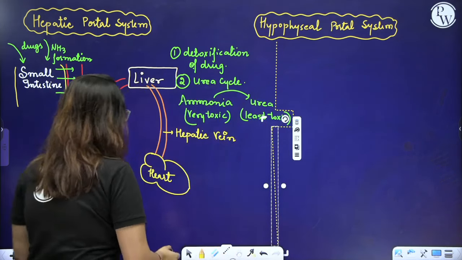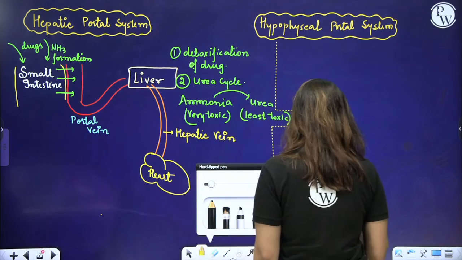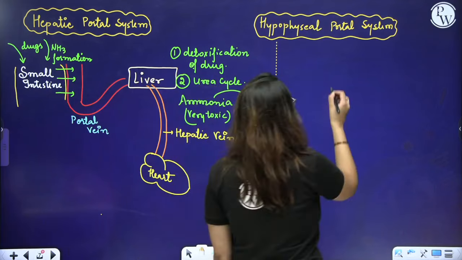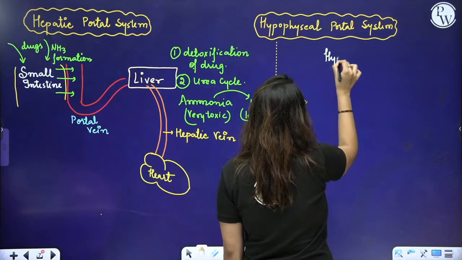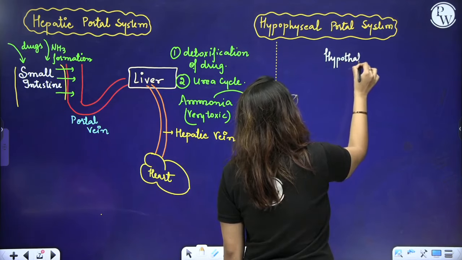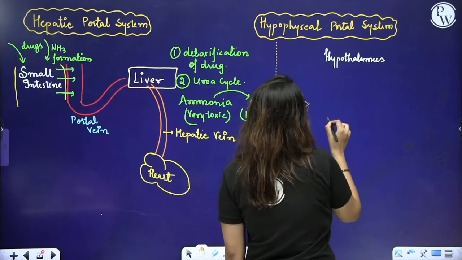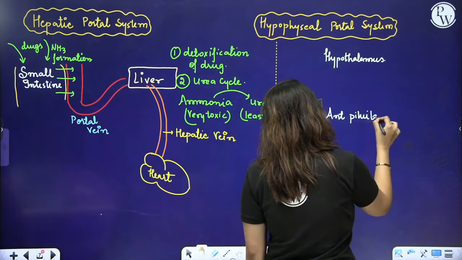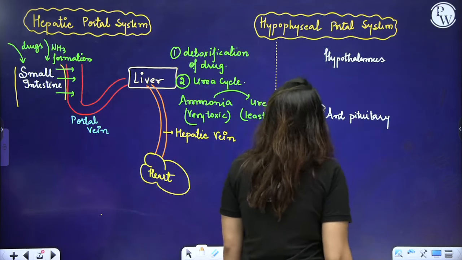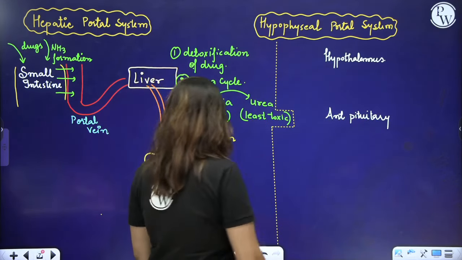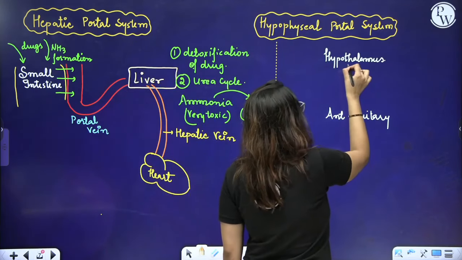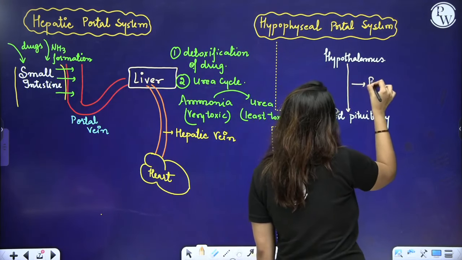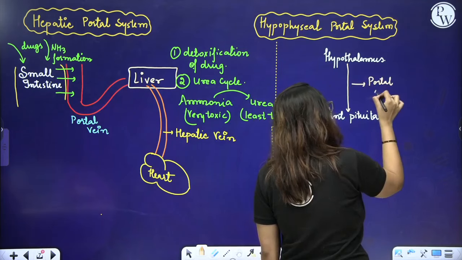Let's talk about the hypophyseal portal system. On the contrary, the same type of portal circulation occurs in the hypothalamus as well. So this is the hypothalamus. Right, this is the anterior pituitary. In the next chapter, that means chemical coordination, we will be discussing that here there exists a portal circulation. What is this? This is a portal circulation.